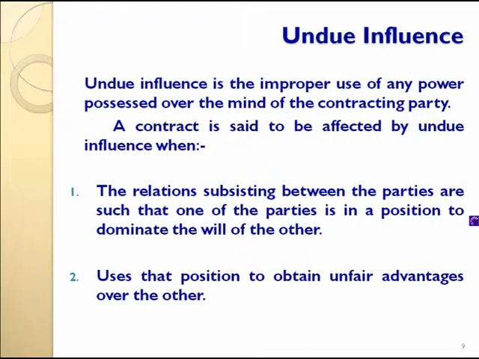A contract is said to be affected by undue influence in the following two cases: when one party has the power to dominate, and secondly, when he uses his power to obtain some unfair advantage. As I said earlier, there were two parties, A and B. A was a teacher, B was a student. If A used his power to get some unfair advantage from B, and B was ready to pay him because he was his teacher, this is known as undue influence. B was not in a position to give his pure consent, he was under the impression of A's personality, therefore he had given it. So this is known as undue influence.